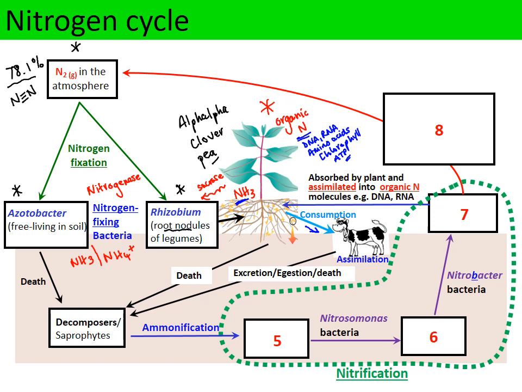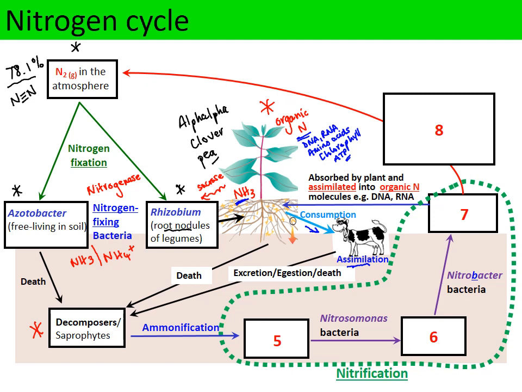And that's called assimilation, where organic nitrogen is consumed or ingested and then used, the nitrogen is used and assimilated into other organic nitrogen molecules inside the cow, for example. Now, any living organism at some point will die. So we know plants die, and we know animals also die. And when any living organism does die, it will start to be decomposed by what we call saprophytes.